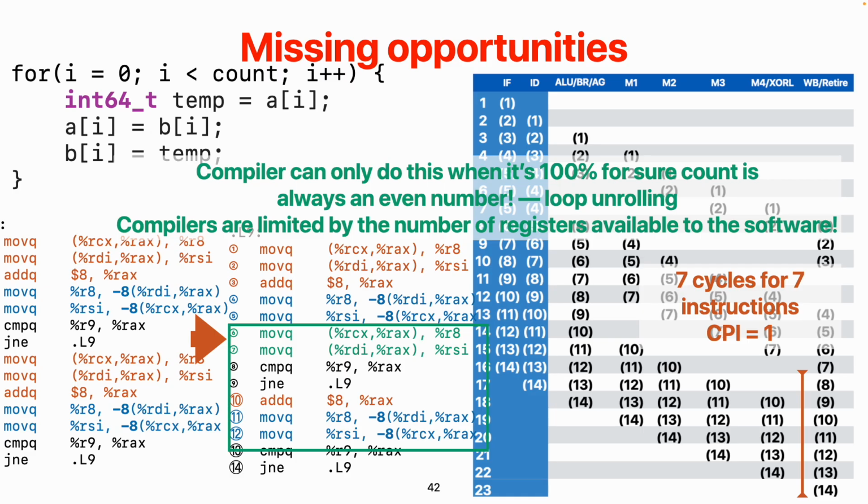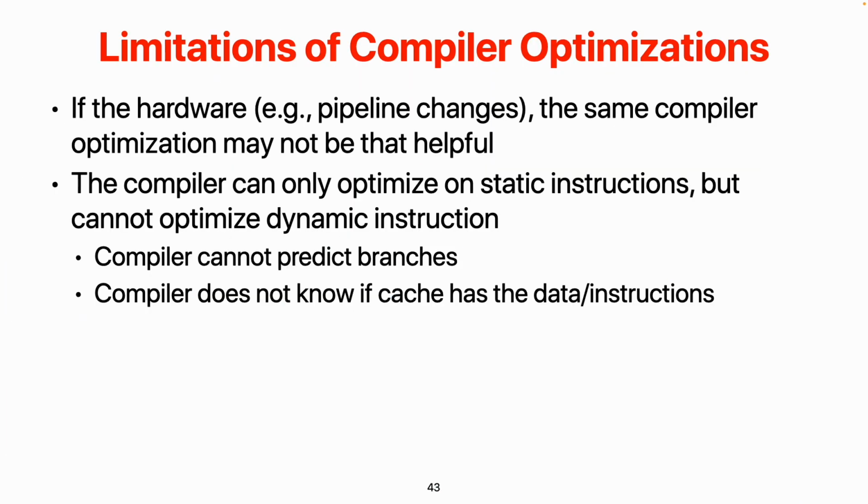However, as we said, the compiler can only do this if it is 100% sure that it's always going to be an even number. And the other thing is that for a compiler to reschedule instructions, it's also restricted by how many registers it has to store those temporary values. So there are very limited things that the compilers can do, right?